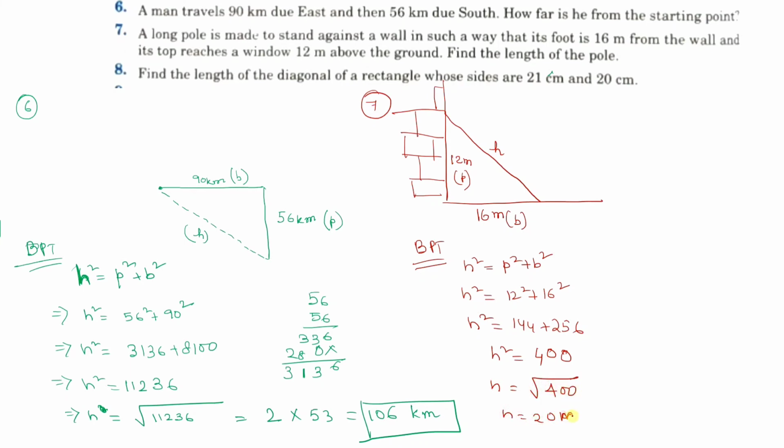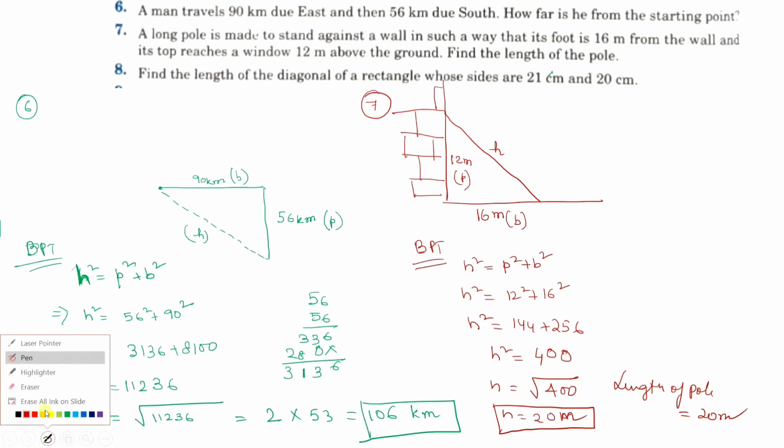So the height of the pole, means the length of the pole, is 20 meter. Length of pole is equals to 20 meter. This is the right answer. I repeat that these sums are very much calculative, so you have to do it very carefully.